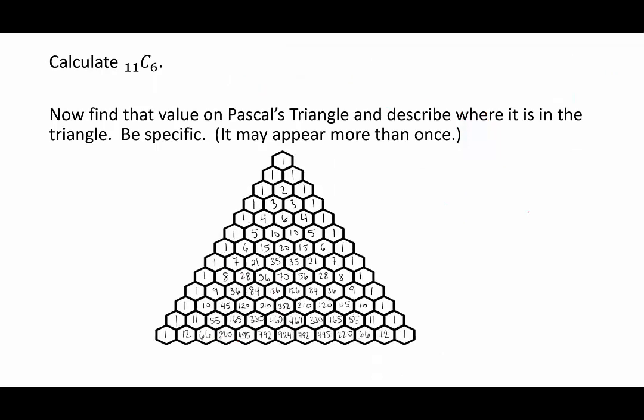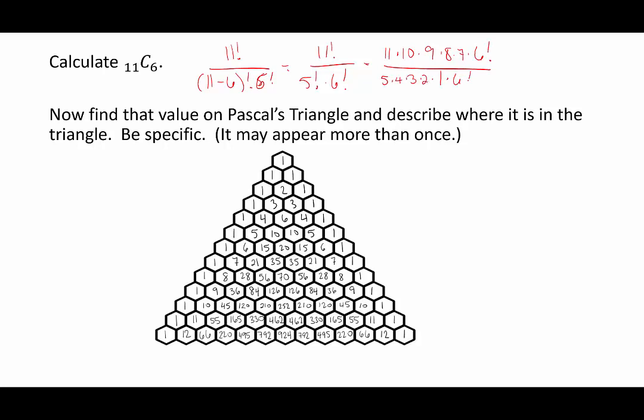Let's try another example. In this one, we're going to do 11 choose 6. So 11 choose 6, that's 11 factorial over 11 minus 6 factorial times 6 factorial. That would be 11 factorial over 5 factorial times 6 factorial. I'm going to expand 11 until I get down to 6: 11 times 10 times 9 times 8 times 7 times 6 factorial. I'll expand 5 factorial: 5 times 4 times 3 times 2 times 1 times 6 factorial.